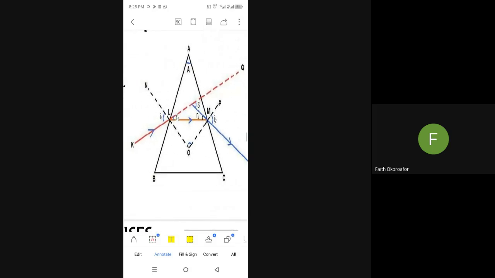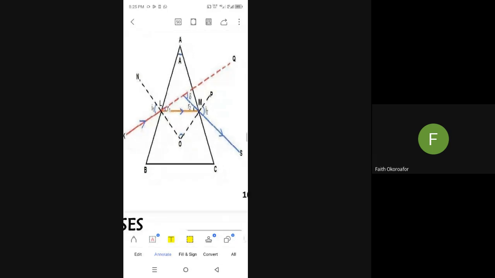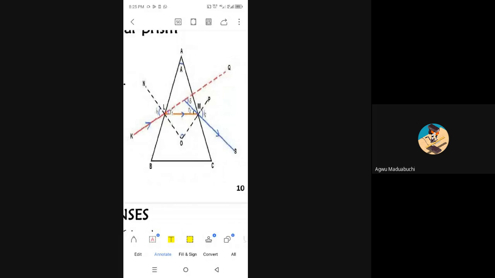Now, did you see the incident ray from K? Did you see K? Yes, I can see it, the red line. So that's the incident ray. So the angle between K and the normal is I1. You see I1? So that is the angle of incidence.